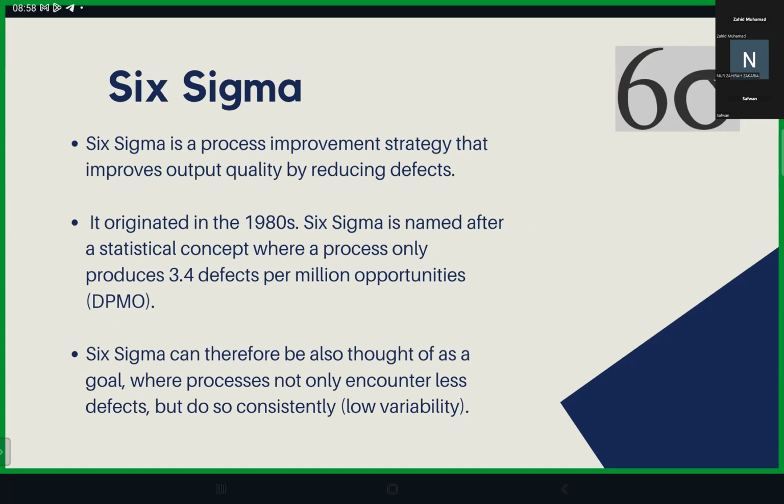Next, Six Sigma. Six Sigma is a process improvement strategy that improves output quality by reducing defects. It originated in the 1980s. Six Sigma is named after a statistical concept where a process only produces 3.4 defects per million opportunities. Six Sigma can therefore also be thought of as a goal where processes not only encounter fewer defects but do so consistently with low variability.